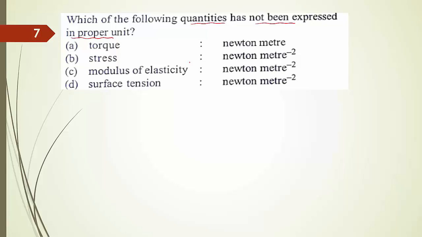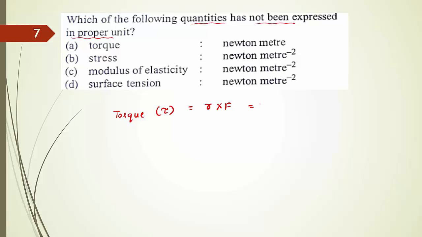Here the 4 options are given. We have to find which quantity has not been expressed in a proper unit. The first option is torque. Torque is denoted by the symbol tau and its equation is given by r cross F, that is force and position vector. So torque equals r cross F.